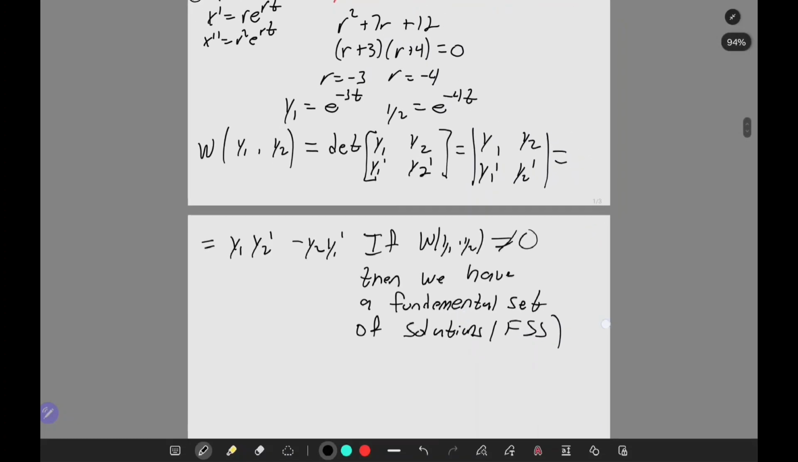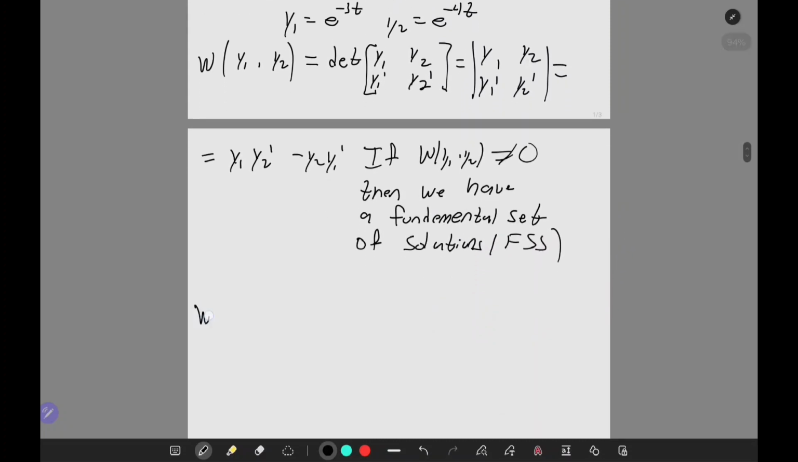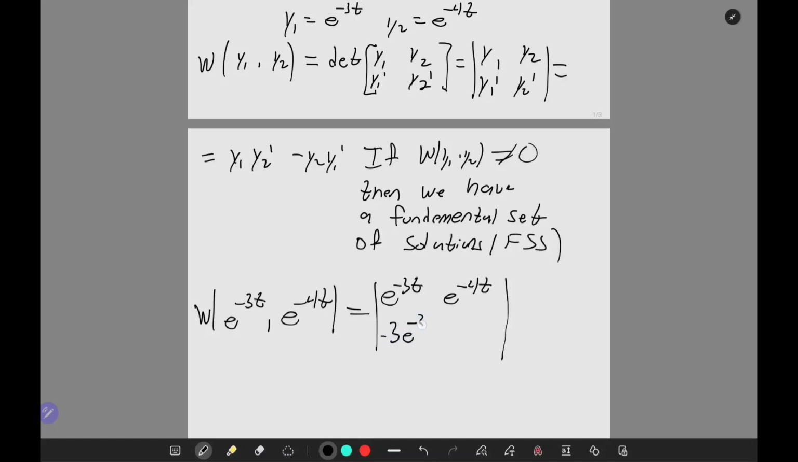Okay, so let's try it for this one now. If we take the Wronskian of e to the negative 3t and e to the negative 4t, then we're taking the determinant of y1, so we just rewrite these two on the top here. And then we take the derivative of them right under here. So the derivative of e to the negative 3t is negative 3e to the negative 3t. And this one would be negative 4e to the negative 4t.